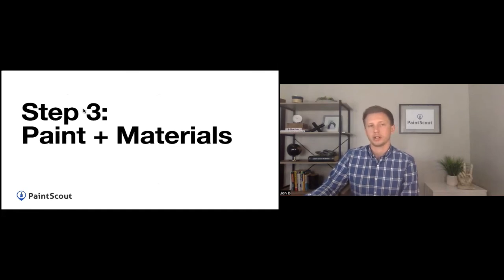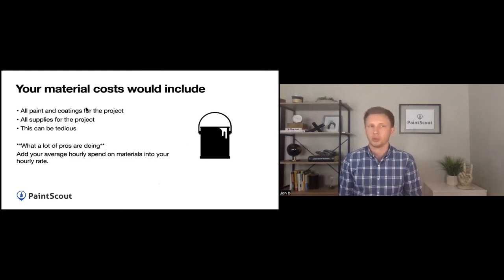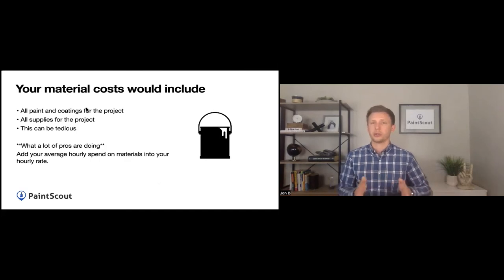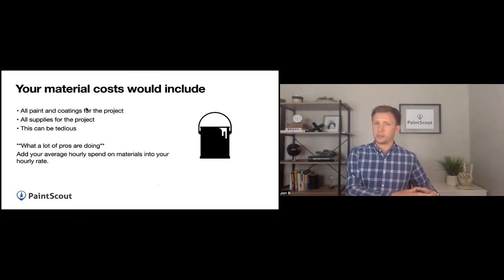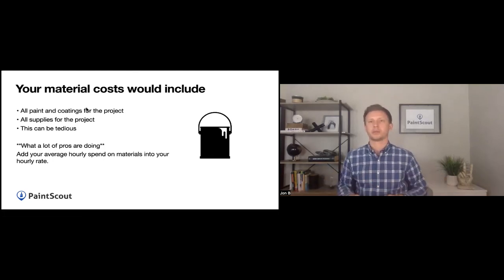All right, step 3, paint and materials. Your material costs for a project would include your paint, coatings for the project, any supplies you're using. And like I mentioned before, there's a kind of a split in the industry of how this is done. Some people prefer to add in paint and materials after, in which case you would need to take your overhead, your labor, and your profit and put those separate from your materials. And that can still be a great way to produce an estimate.